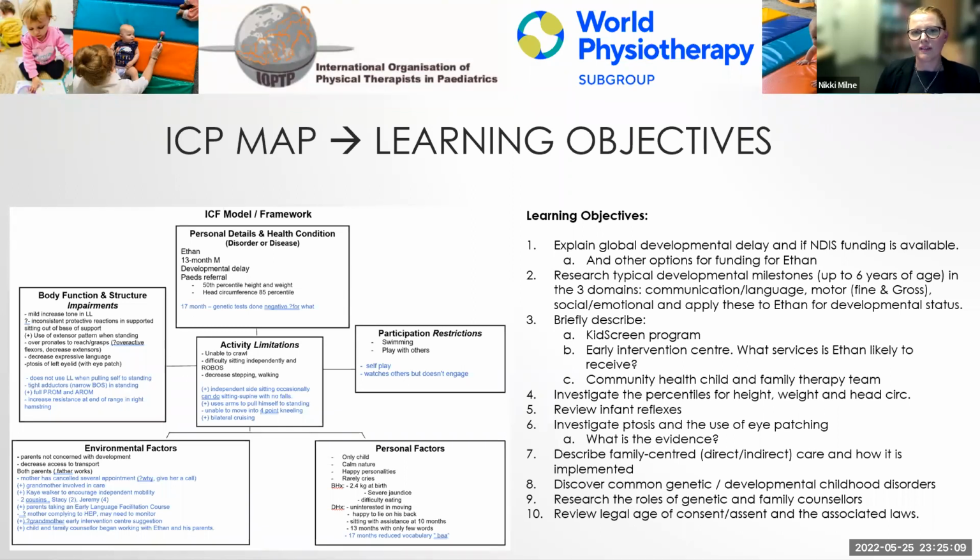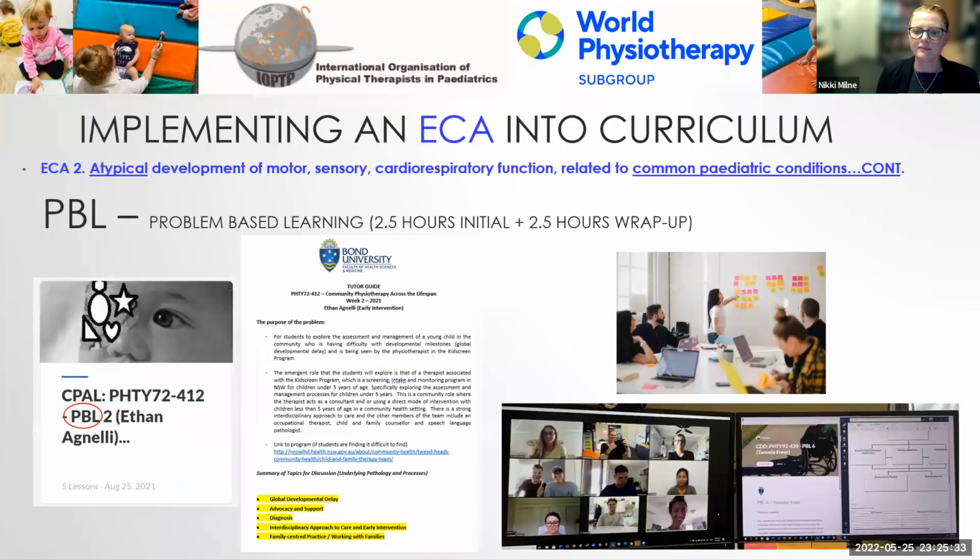And by the end of that first 2.5 hours of PBL, the students then have to have a list of learning objectives. So the facilitator doesn't give these to them, the group come up with them, and it's based on the conversations that are happening in their particular class. So this is just an example of some learning objectives that one of the groups came up with at the end of their triggers for their PBL case with Ethan.